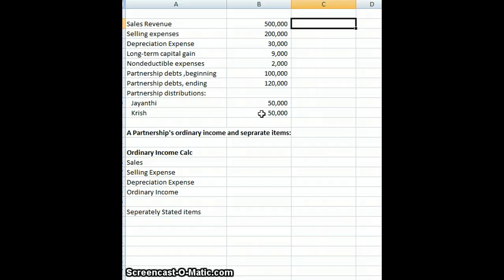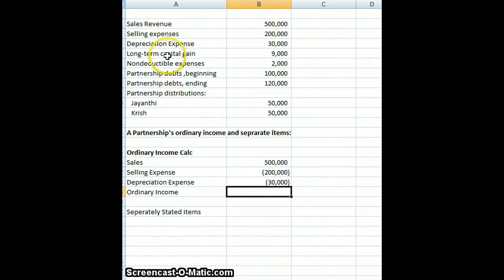Remember, a partnership is a pass-through entity, so we're passing through items to our individual income tax returns. First of all, we're going to calculate ordinary income. The rest is going to be handled separately. So for our ordinary income, we're going to take our $500,000 and subtract our selling expenses of $200,000. We know those are deductible. And also, we know our depreciation expense is deductible.